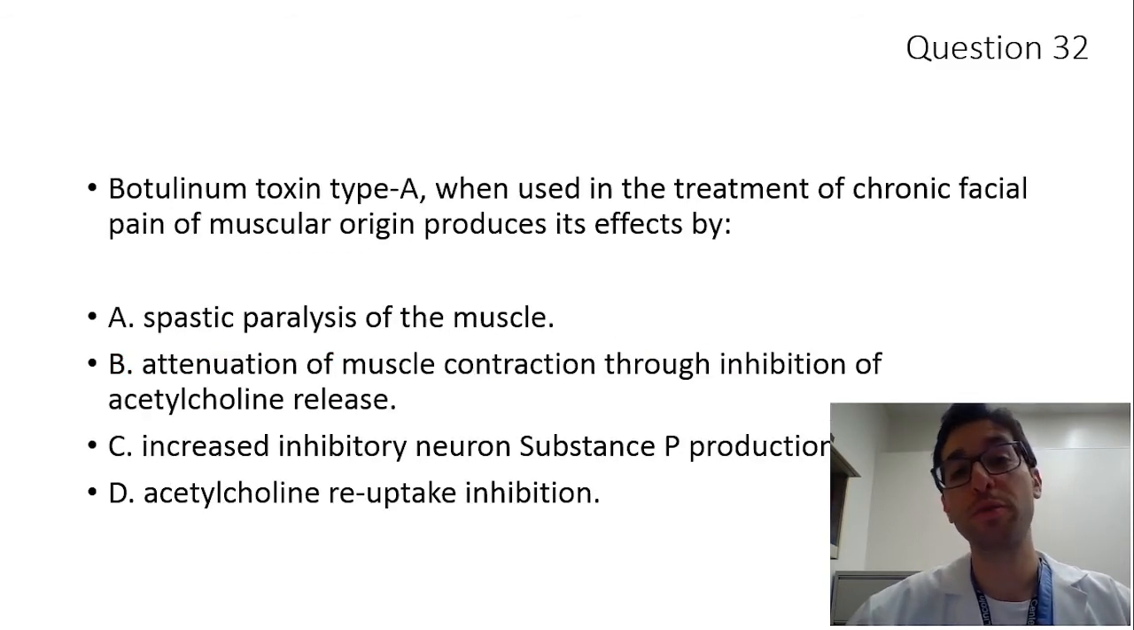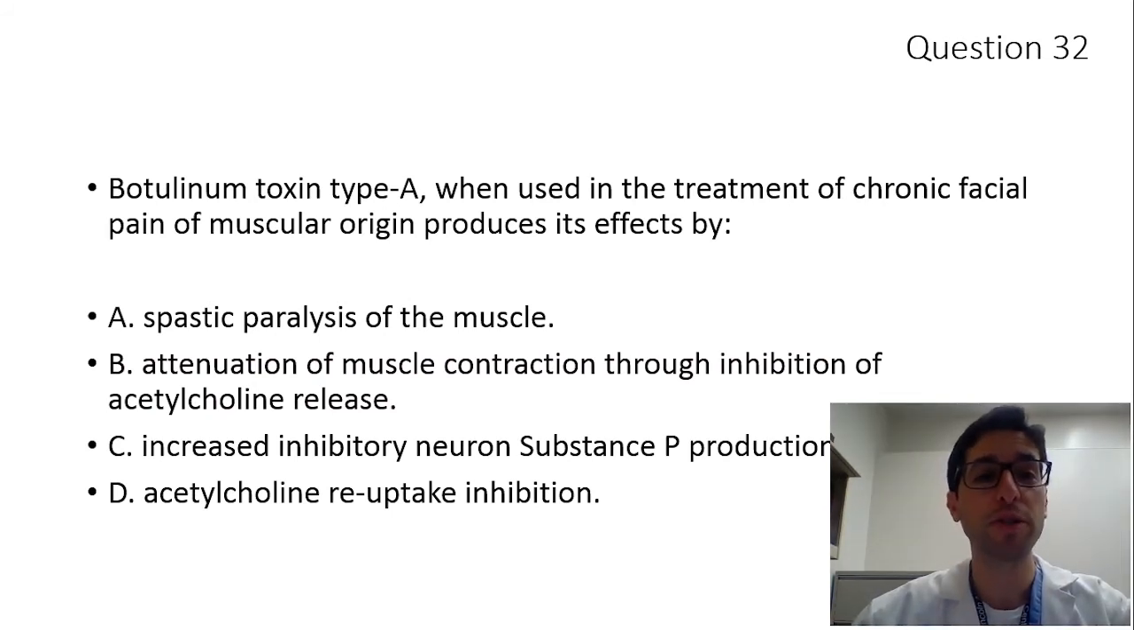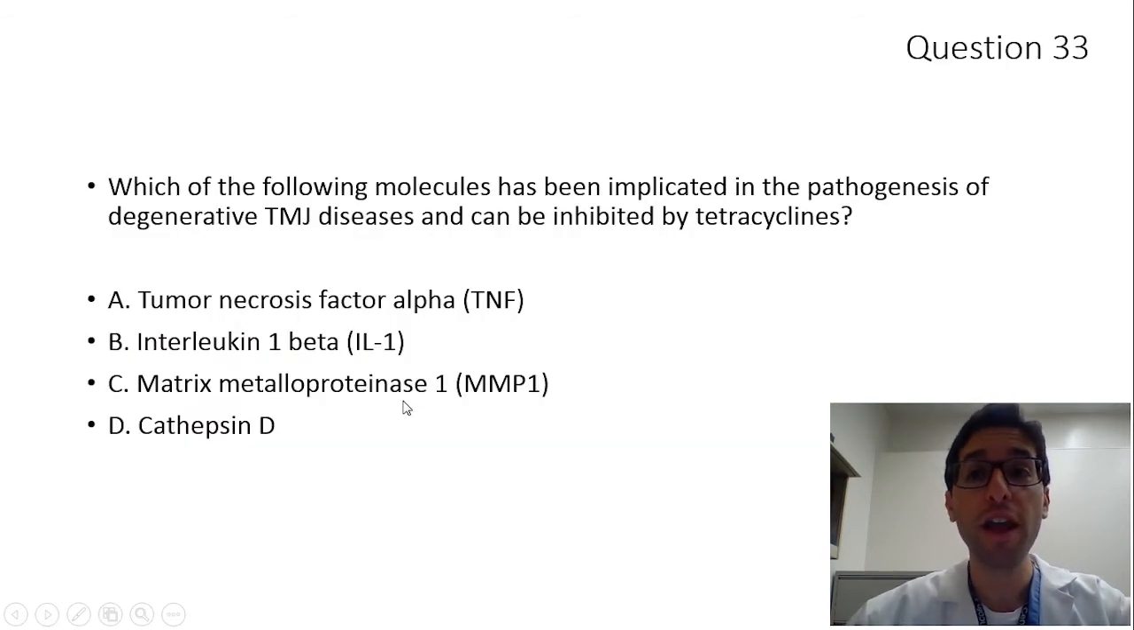Question 32, another question. This one I definitely expect you to know. Botox. What's the mechanism of action when it comes to Botox? You definitely have to know this. Choice B. It inhibits the release of acetylcholine. So, attenuation of muscle contraction through the inhibition of acetylcholine release. There's only one other choice that has acetylcholine in it, and they were trying to trick you, the reuptake inhibition. Nope, that has nothing to do with that. It prevents the SNARE proteins, prevents the release.